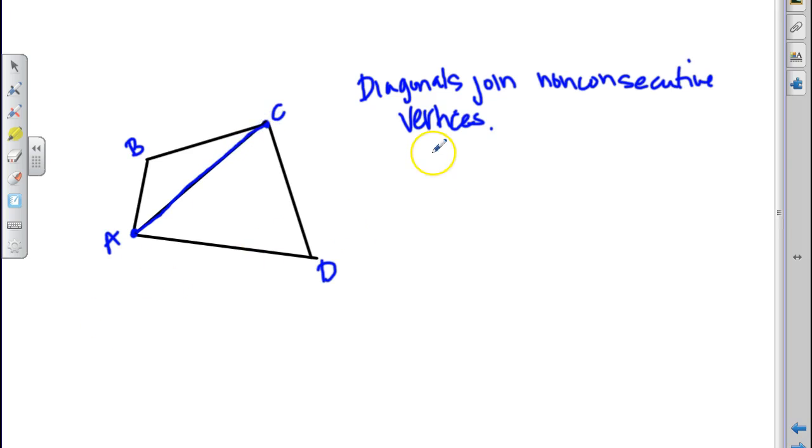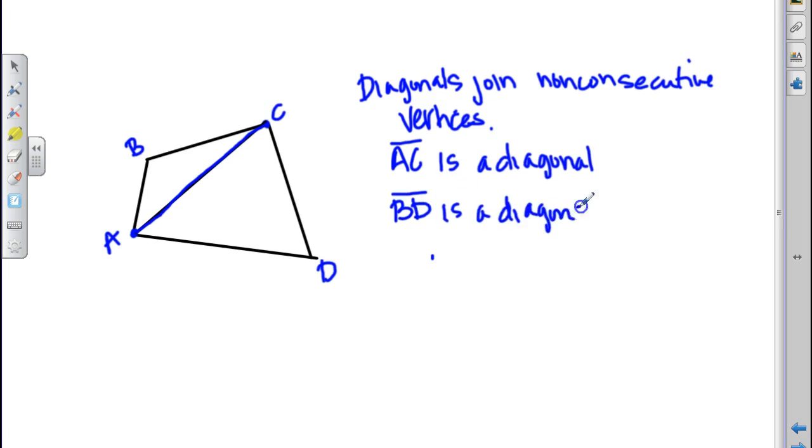All right, so in this picture, AC is a diagonal. What other diagonals could you draw? How many more can we draw here? That's right, we can draw one more. BD is the other diagonal. So BD is my other diagonal here. All right. Awesome. Let's keep moving.